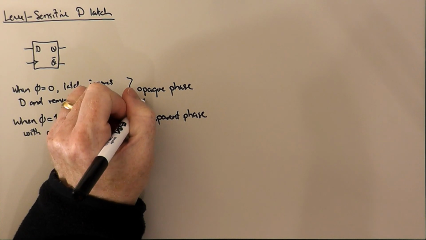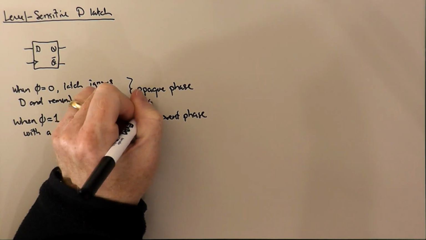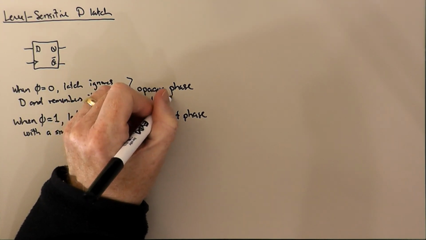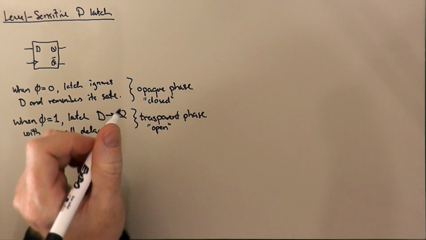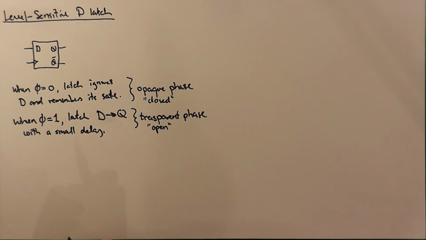Sometimes the latch is said to be closed in this phase, and sometimes the latch is said to be open in this phase, kind of like window blinds. If you open the blinds, the window is transparent and lets light in. If you close the blinds, the window is now opaque and you can't see through it. It's kind of like that.